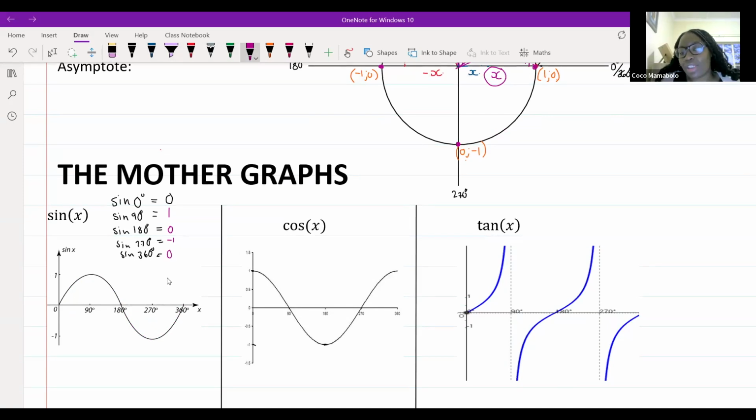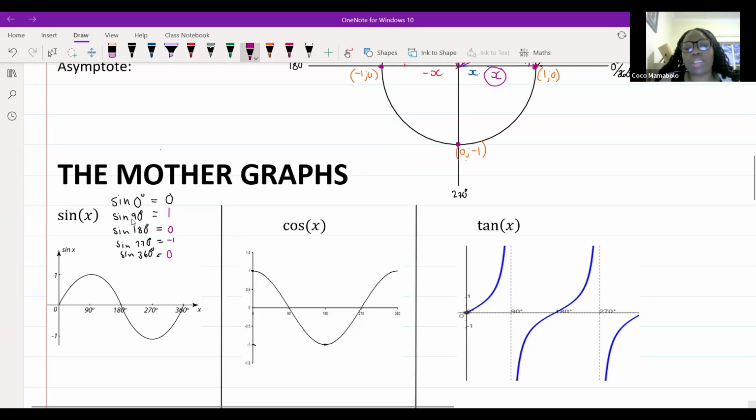Now, that does not mean that this graph will not change. Okay. Again, this is just the mother graph. The mother graph of sine looks like this. So if we're looking for the graph of sine x, it will have these 5 signposts.